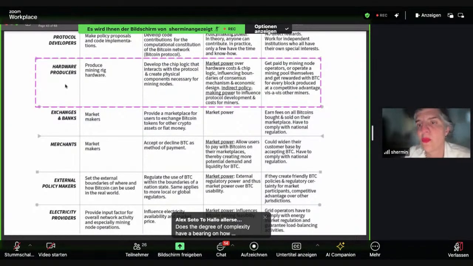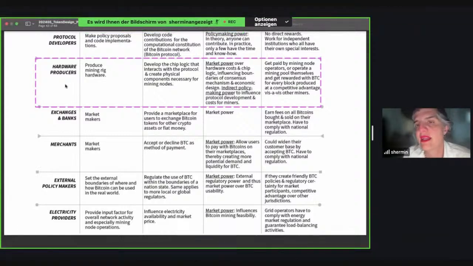because non-hardware producers have to pay a premium on the hardware and have less profit margin. So hardware producers have the incentive to become mining node operators and have this competitive advantage. So there is this re-centralization tendency through the backdoor of centralization of hardware producers.